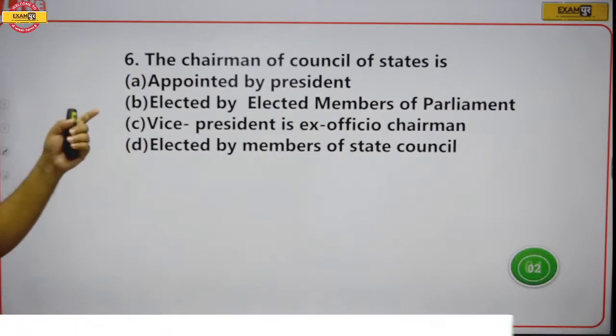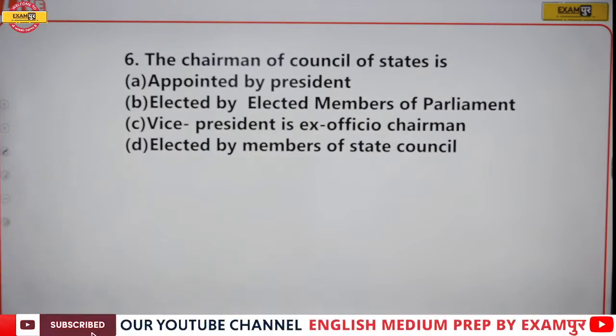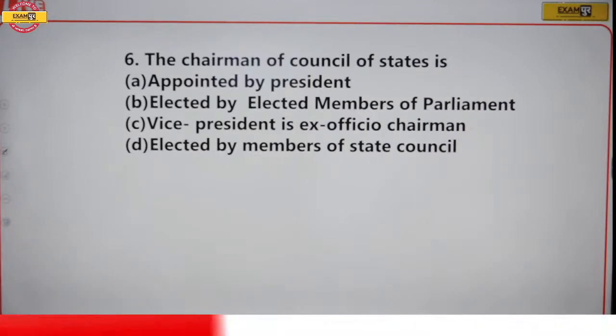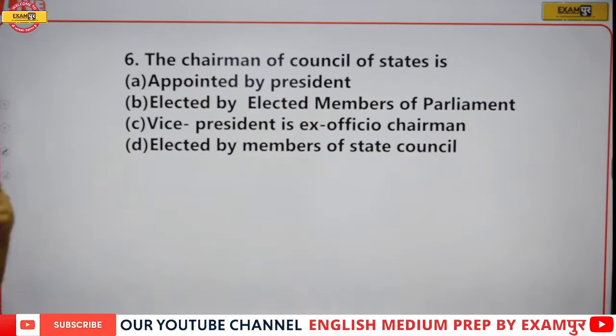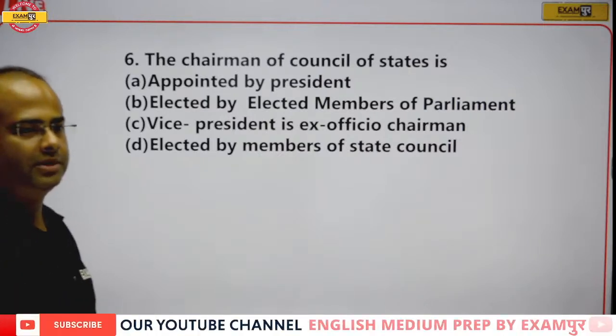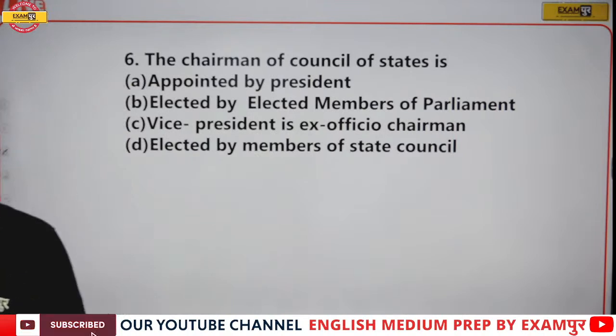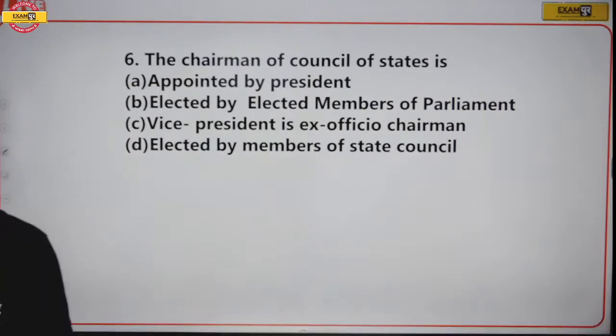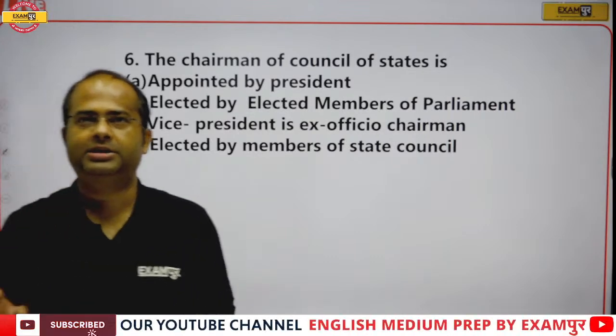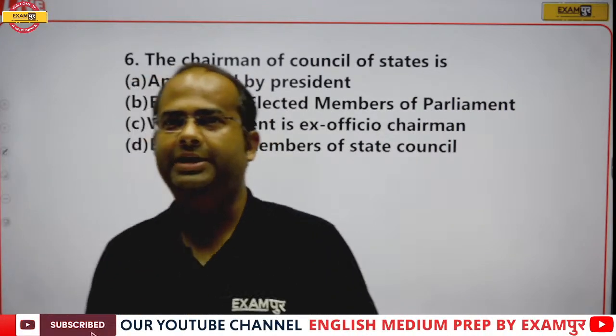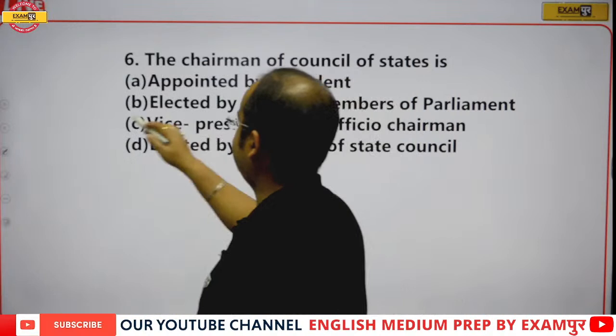The next question is: the chairman of Council of State is appointed by the president, elected by members of the parliament, the vice president is ex officio chairman, or elected by the members of state council. So the chairman of Council of State, what happens with him? Let's see the correct answer.